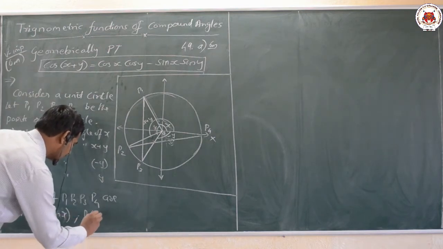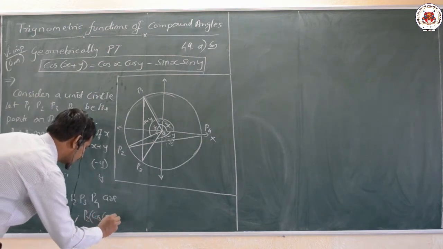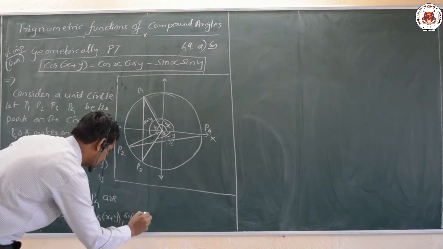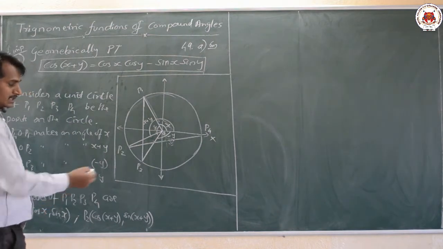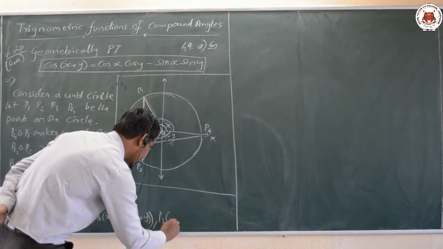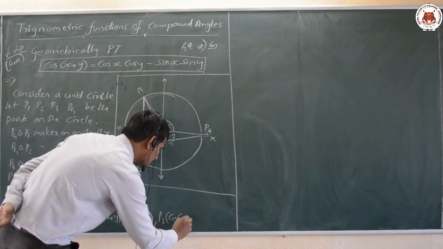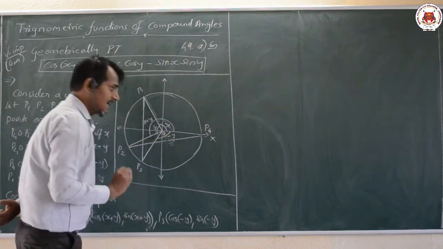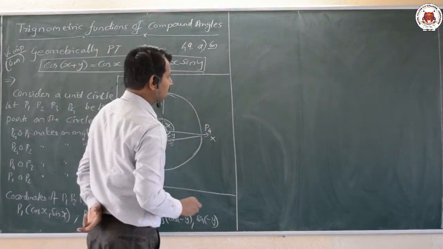The P2 coordinates are cos of x plus y and sin of x plus y. That is the coordinate of P2. Then comes the coordinate of P3. The coordinates of P3 are cos of minus y comma sin of minus y. And at last, the coordinates of P4.